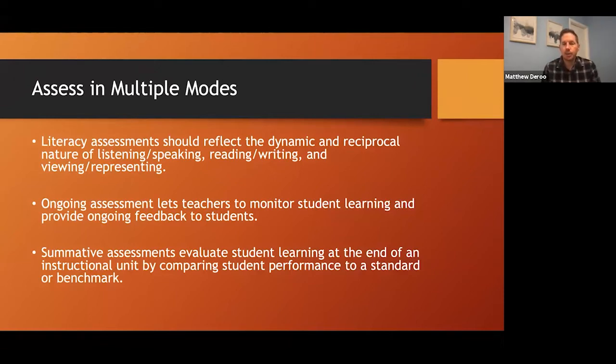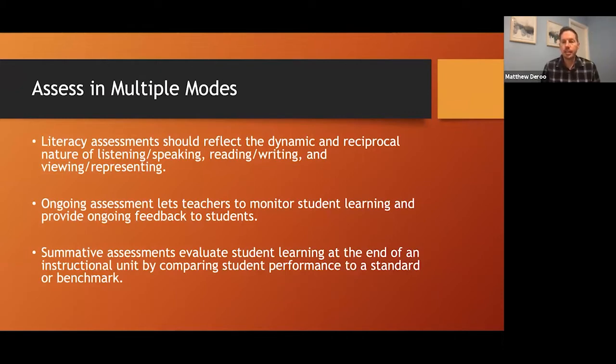Again, as was noted earlier, ongoing assessment will let teachers know to monitor their students' learning, and it will also provide a means of giving feedback to students. So if we think about it, how are we going to test our students? Are we only going to let them give a test answer by writing? Could they speak their understanding? Could they represent their understanding visually using images and things that are not necessarily writing?